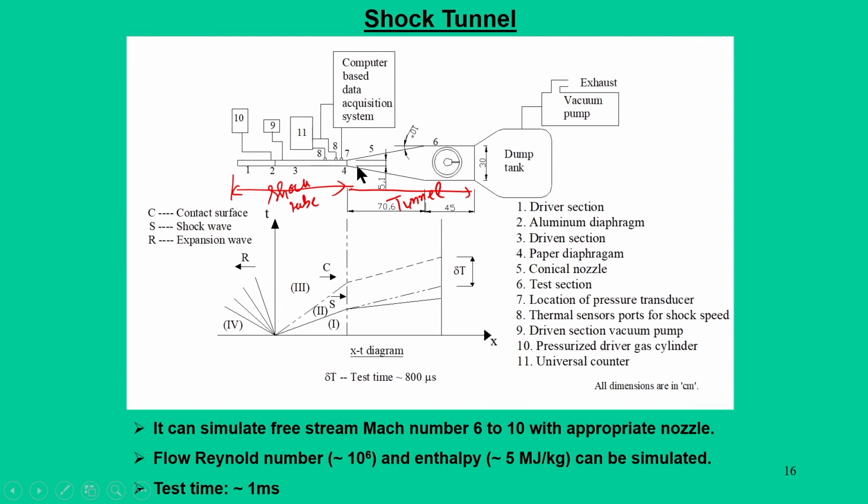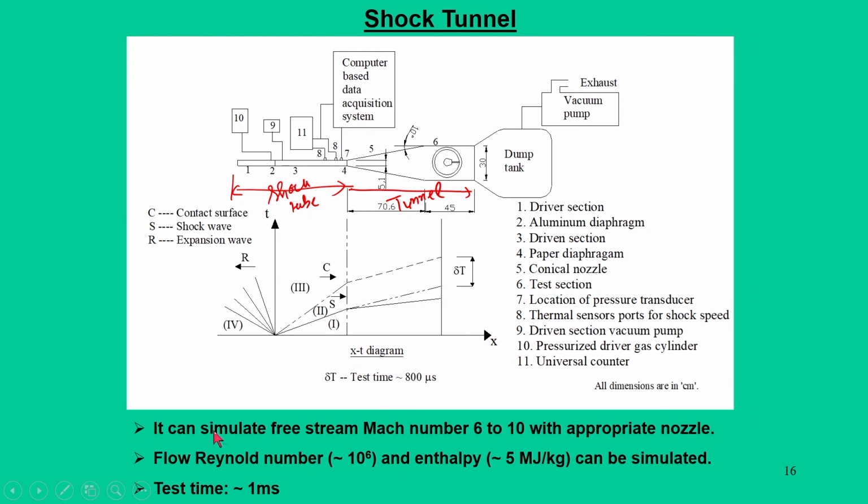That means we have already created a high slug of mass, a high density and temperature, and we are going to expand it further. When we expand it further, we are creating a very high velocity or high Mach number flow, and that passes into the test section. So, this is how the shock tunnel mode is operated if you want a very high Mach number flow.